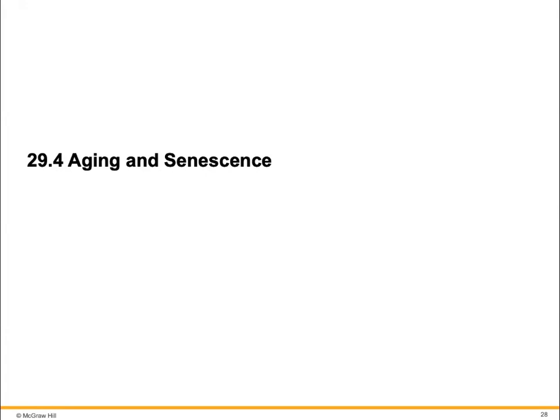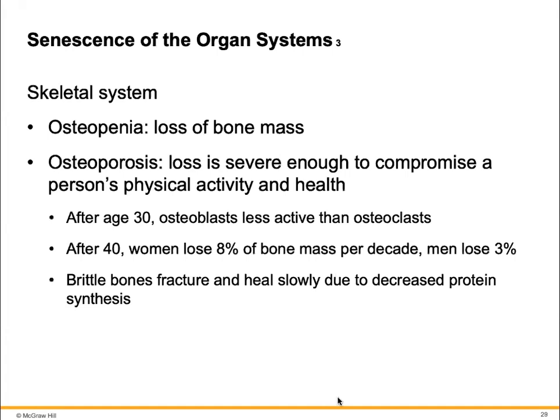For the skeletal system, we've already referred to osteoporosis, and this is typically when you lose enough bone mass, and after 40, it's thought that women lose about 8% of their bone mass per decade, men lose about 3%. And this is truly because osteoblasts simply become less active than osteoclasts. But if you stay physically fit and active and you're eating healthily, it can help with the bone remodeling and to keep your osteoblast activity continuing. Osteopenia is loss of bone mass before it gets diagnosed as osteoporosis.